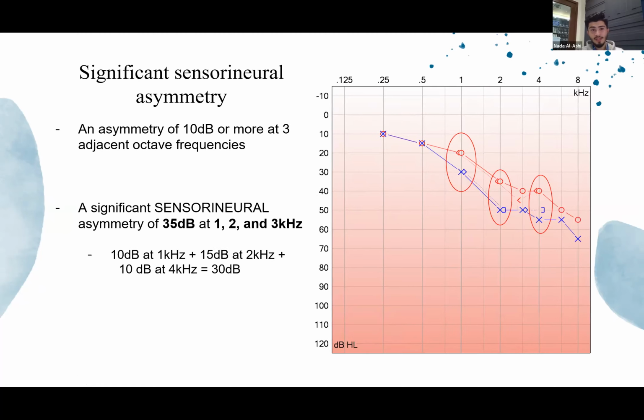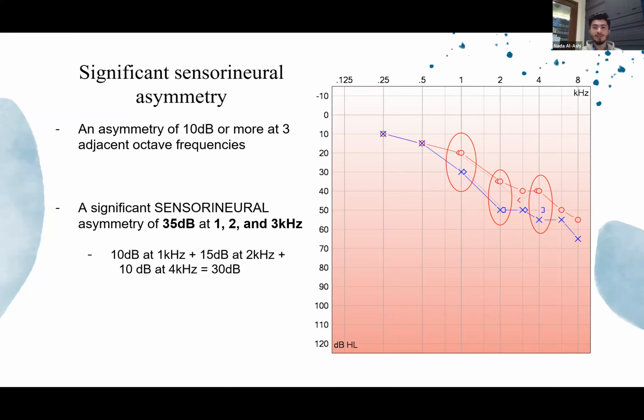Now in the example here, we can have an asymmetry of 10 dB or more at 3 adjacent octave frequencies. At 1 kilohertz, there's a 10 dB bone conduction difference. At 2 kilohertz, we have a 15 dB bone conduction difference. And at 4 kilohertz, we have another 10 dB bone conduction difference. So this is a significant asymmetry.